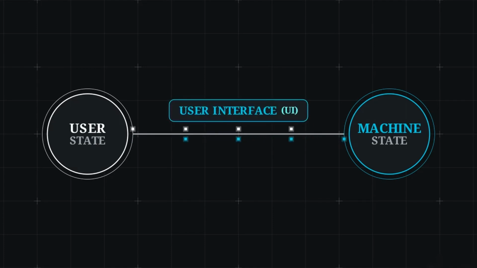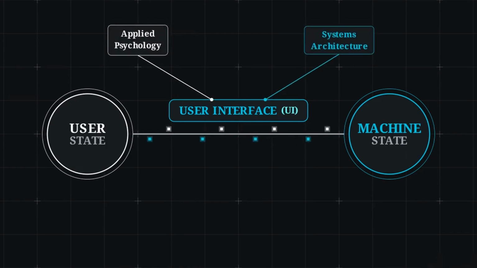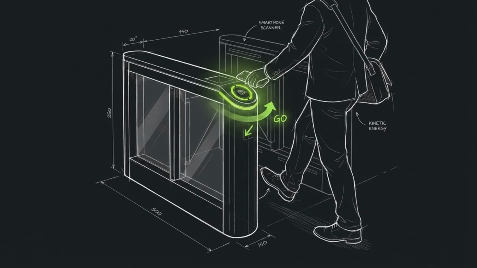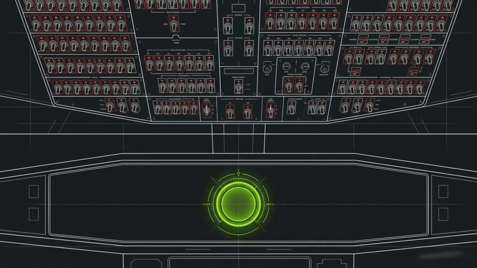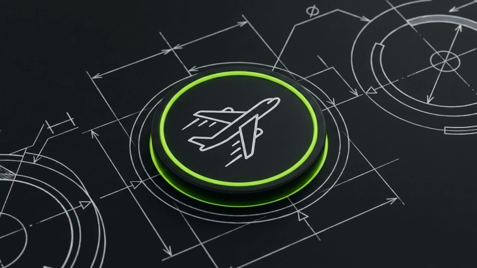This space is the user interface, or UI. It uses applied psychology and systems architecture to facilitate the exchange. The primary objective of UI design is to construct a pathway for communication between human and machine that is efficient, accurate, and reliably learnable. Achieving this requires minimizing cognitive load, the total amount of mental processing power a user must expend simply to figure out how to operate the system, independent of the actual task they are trying to accomplish.